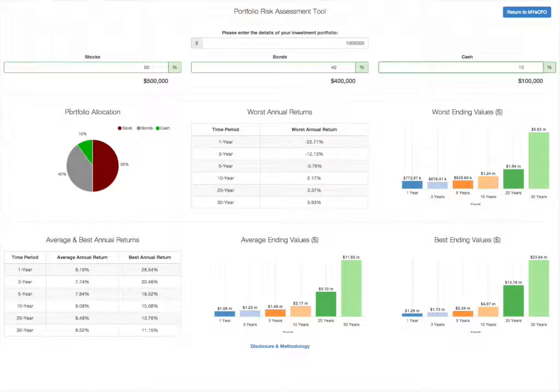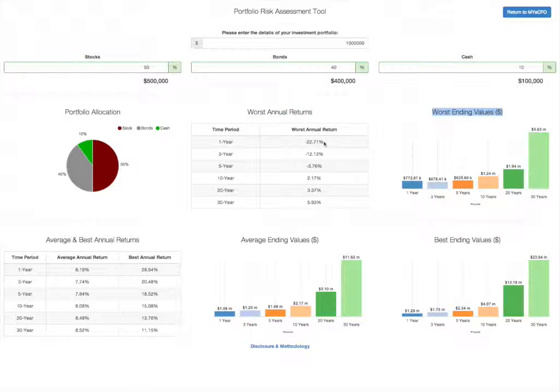So you have the portfolio allocation, a nice bar chart here, what it looks like. The two tables, or the two figures that I want to point out are most important when thinking about portfolio risk, are the worst annual returns and the worst ending values.